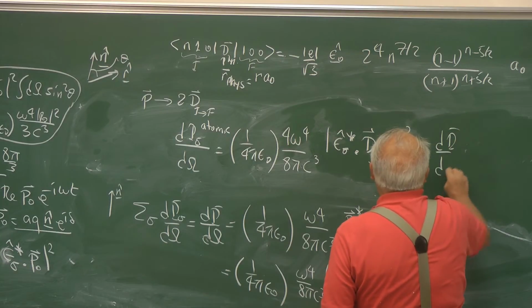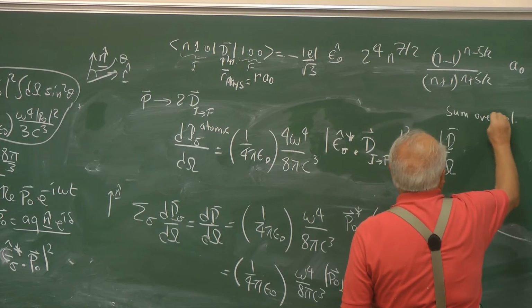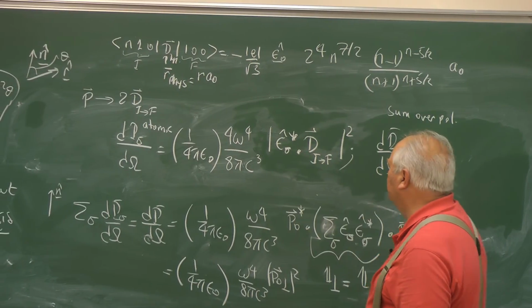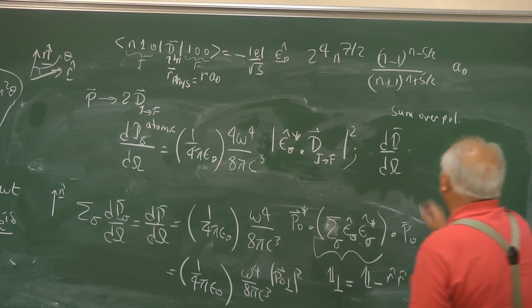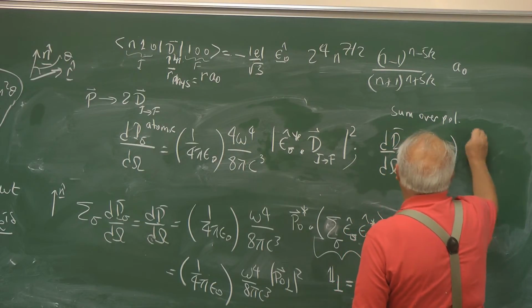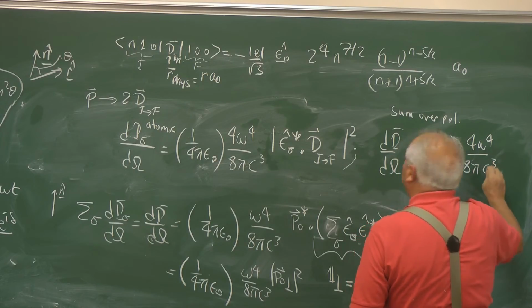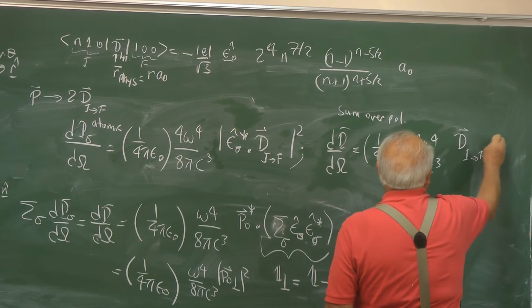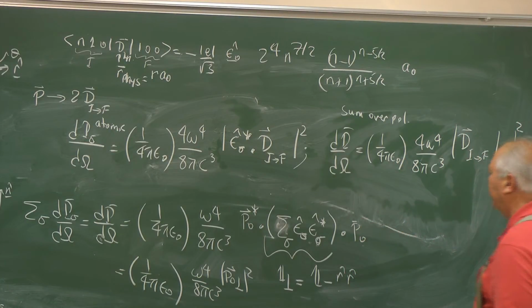dP, if I sum over polarizations, it just picks up the perpendicular component of the D vector to the direction of observation. So it is equal to 1 over 4 pi epsilon 0 omega 4 over 8 pi c cubed, D I to F perpendicular squared.